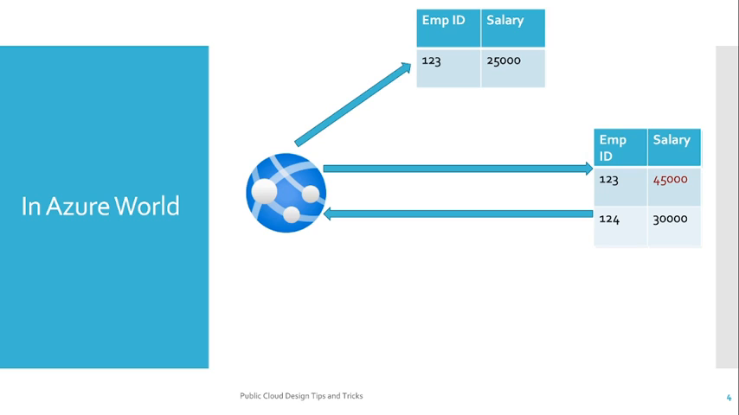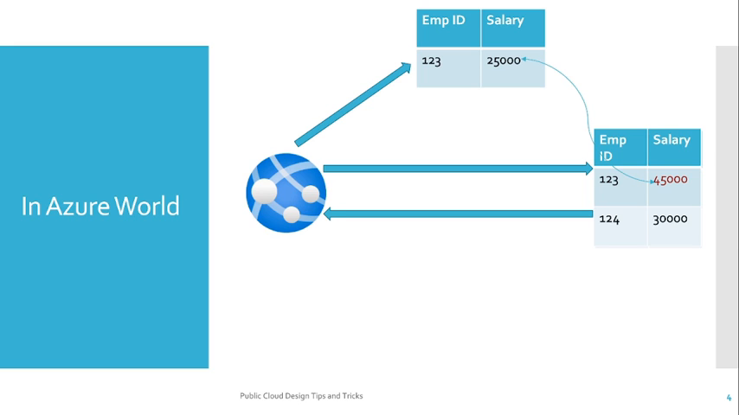But at the same time, the database is getting updated by some third party system or by your data factory or some other process. For employee ID 123, the salary has been updated to 45,000, but when the same request is coming to your app service, it has not yet been updated in your cache. And when it is querying for 123, it will show you 25,000 as the salary. This is the inconsistency which is getting observed between your cache and your database.